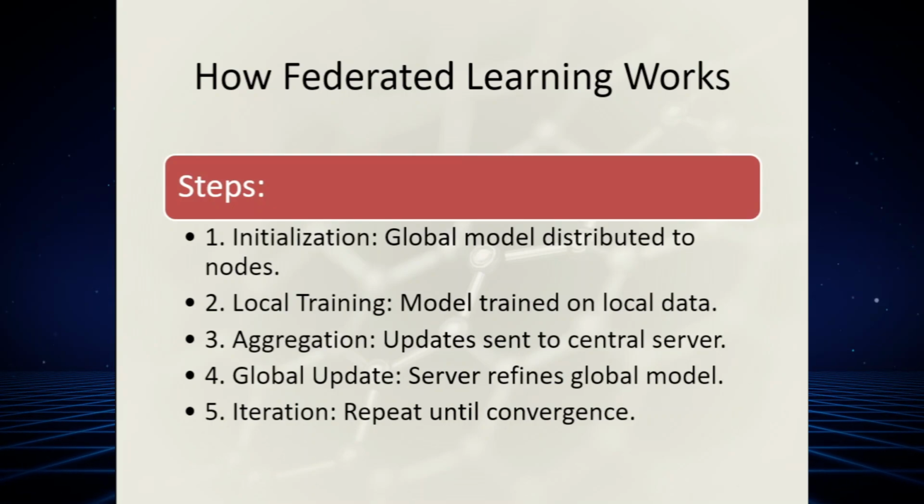4. Global update. The central server combines the received weights to update the global model. This ensures the model benefits from all devices learning. 5. Iteration. The process repeats until the model achieves desired accuracy. Each round helps the model get smarter while maintaining data privacy.